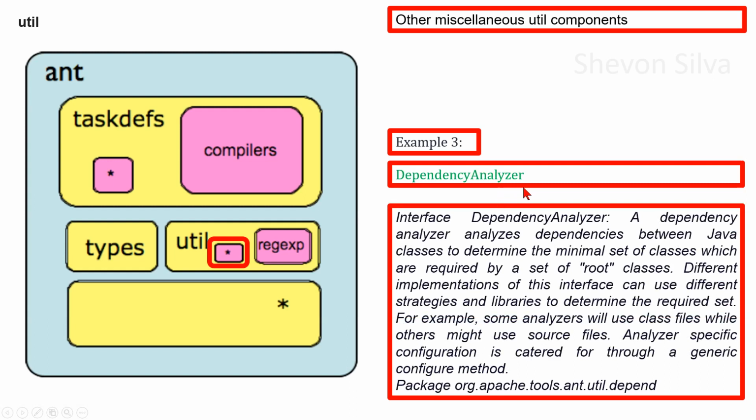As example 3, we can consider the interface DependencyAnalyzer. A dependency analyzer analyzes dependencies between Java classes to determine the minimal set of classes which are required by a set of root classes. Different implementations of this interface can use different strategies and libraries to determine the required set. For example, some analyzers will use class files, while others might use source files. Analyzer-specific configuration is catered for through a generic configure method. This is in the package org.apache.tools.ant.util.depend.